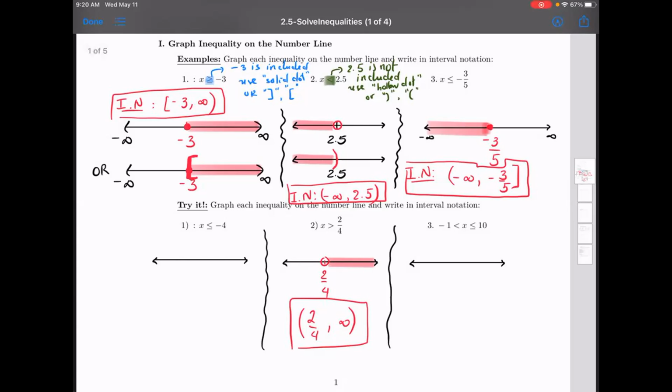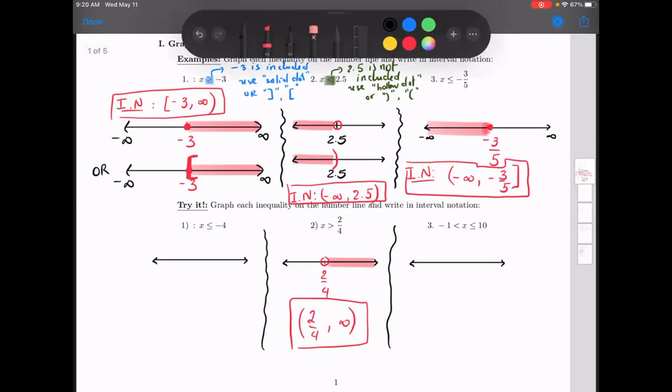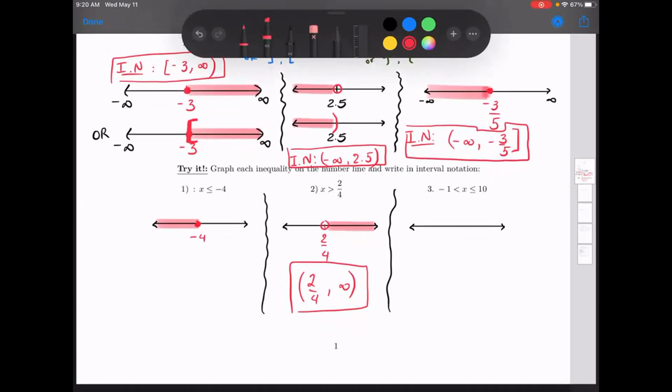So number 1, x is less than or equal to -4, right? So -4 is right here. There's an equal there, so I'm going to make it solid. Less than, so it's going to face left, like that. Higher. Okay, all right. We'll see higher.